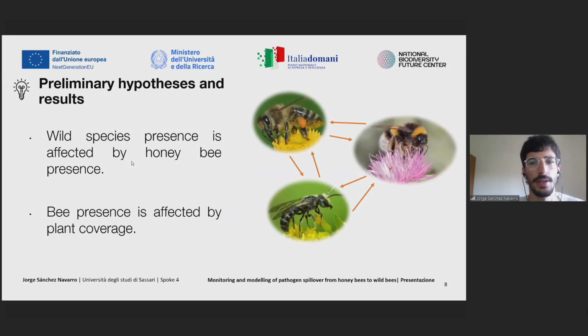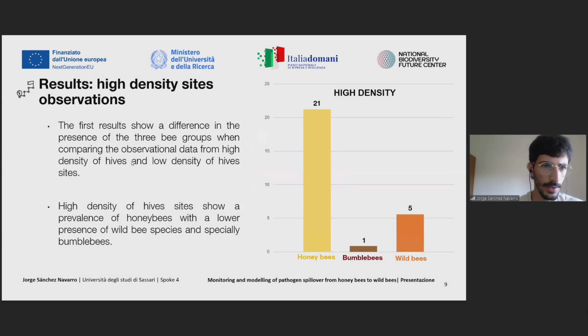With the gathered data from last year, we were able to test 2 preliminary hypotheses, which are wild bee species and bumblebee presence is affected by the presence of honeybees, and bee presence is affected by plant coverage. As we can see here, the first results show a difference in the presence of the 3 bee groups when the observational data is compared from high densities of hive sites and low density of hive sites.